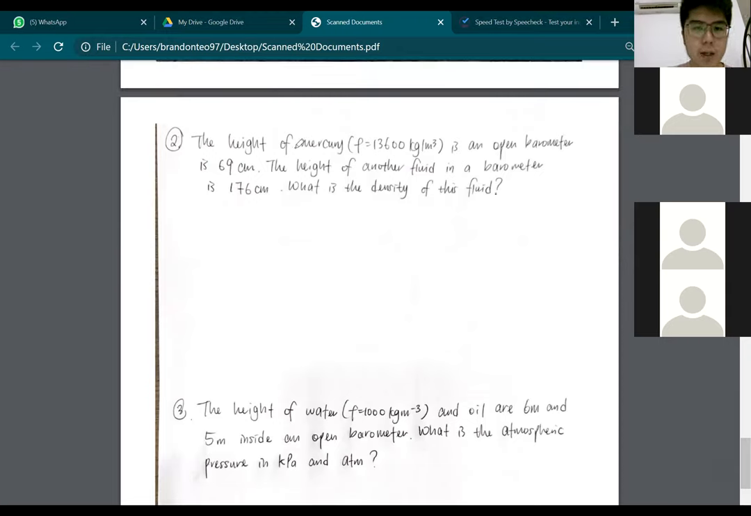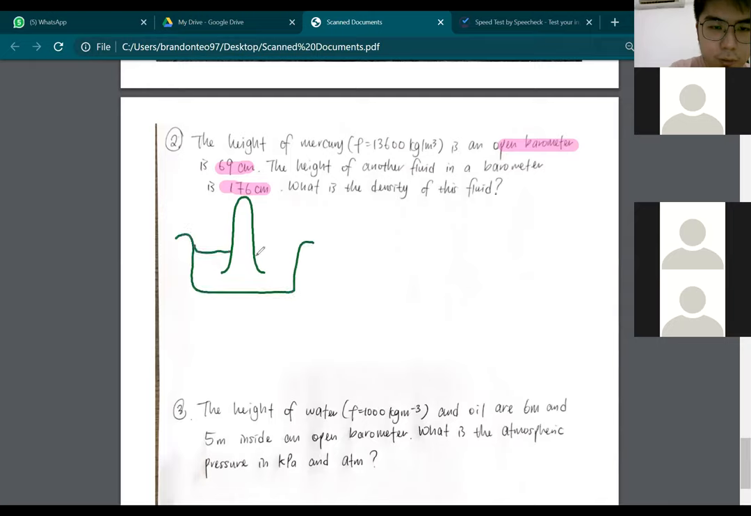Number two, the height of Mercury in an open barometer is 69. The height of another fluid in a barometer is 176. What is the density of this fluid? Okay, let's draw it out. You have two barometers. First one. Okay, so first one is Mercury, and the height is 69 cm. Okay, let's draw it, Mercury.